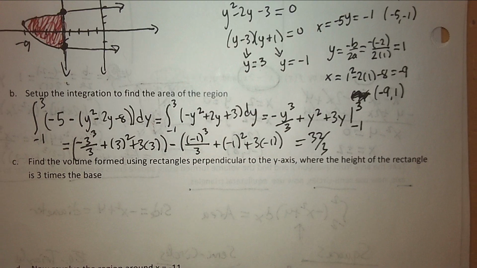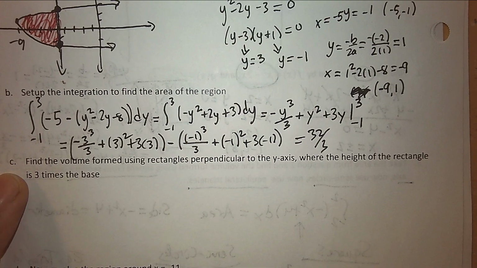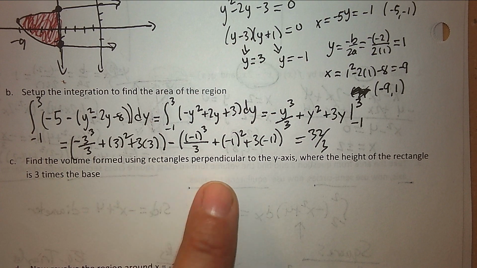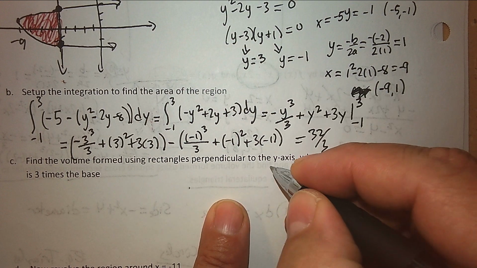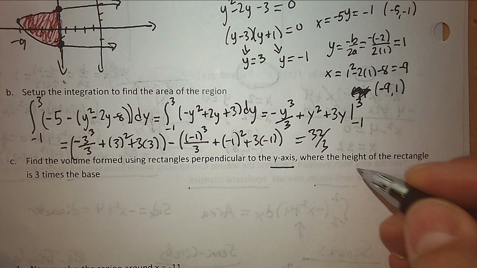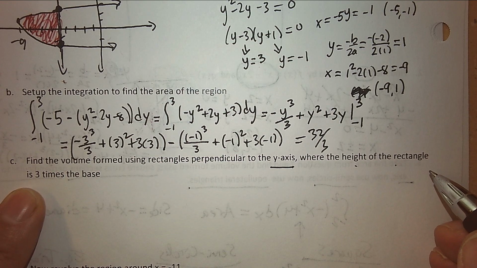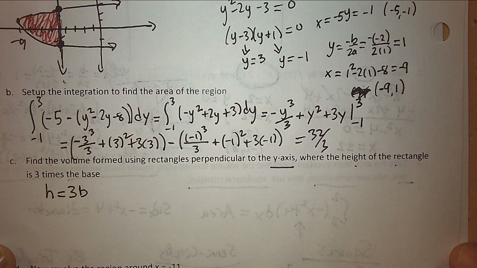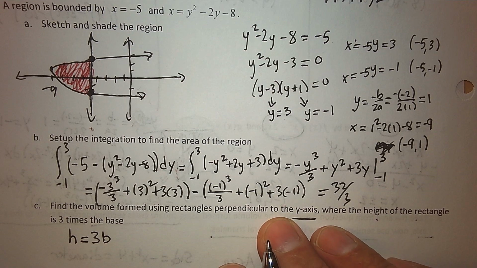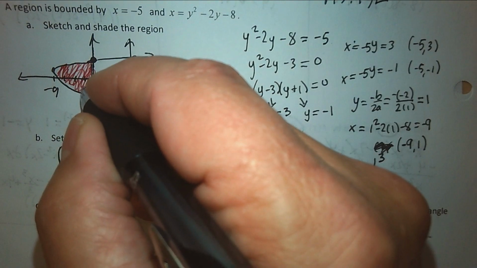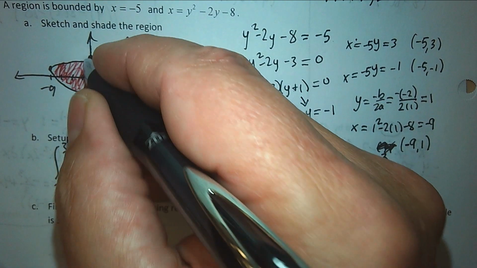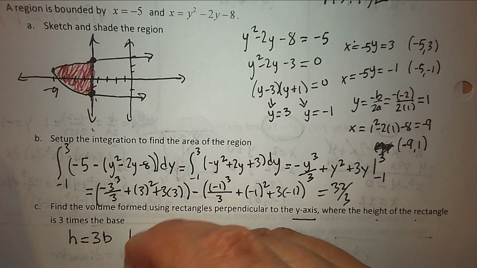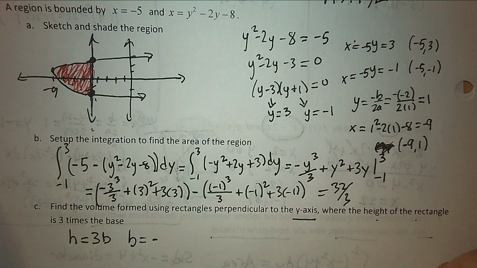Part C. What does part C ask? It says, take that area and find the volume by using rectangles perpendicular to the y-axis. And the height is 3 times the base. So the height is equal to 3 times the base. Now, when I look at this area, rectangles that are sideways, the base is going to be right, subtract, left. That's what this is here in the parentheses, right? So the base is going to be right, subtract, left.